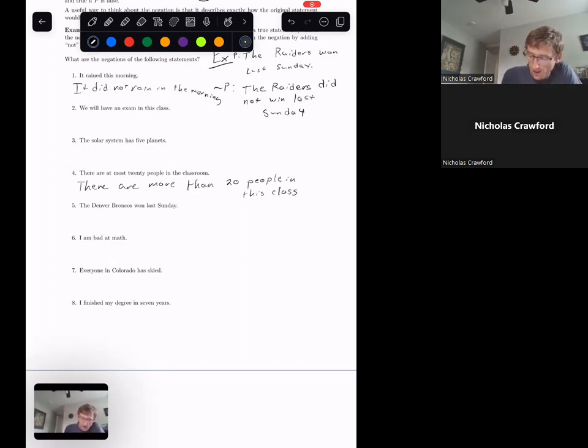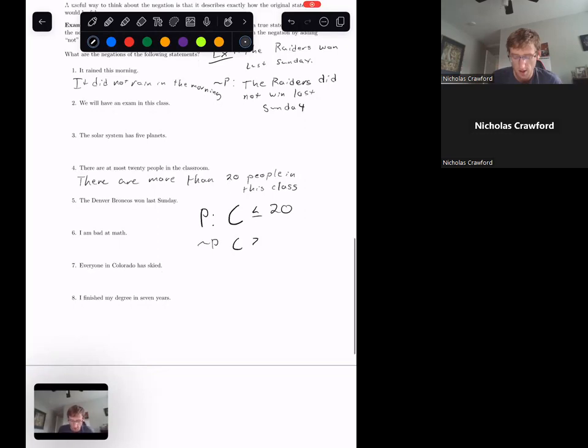So let's think about it. Let's pretend I have a class. Let's just think about it as inequalities. So I have some class here, C, and I know the class is less than or equal to 20. This is what P is. This is our original statement. There's at most 20 people, or C is at most 20. So the negation of this less than or equal to, so not P, right, is we flip the sign and then we drop that or equal to.